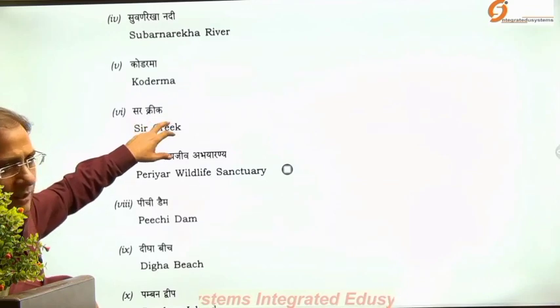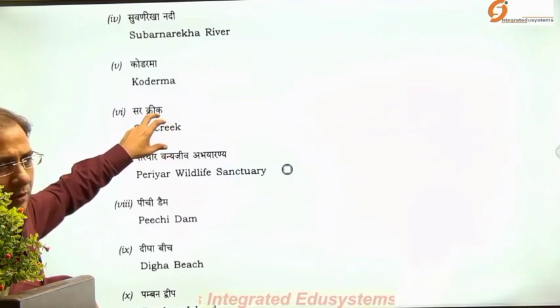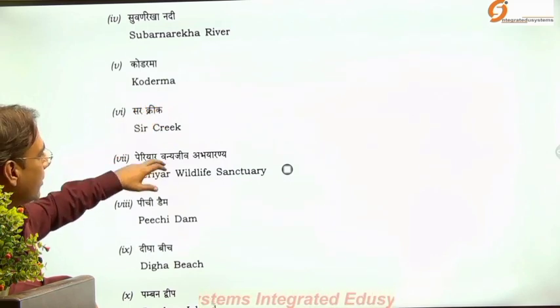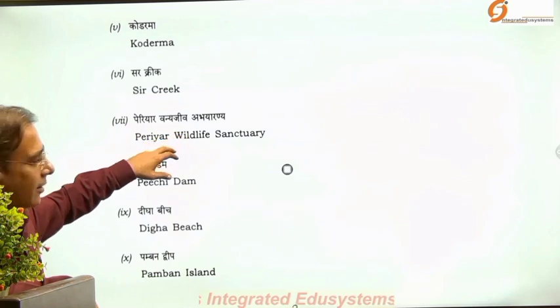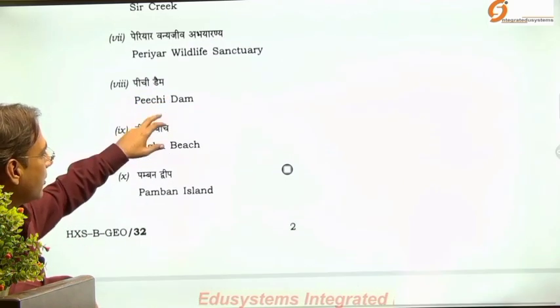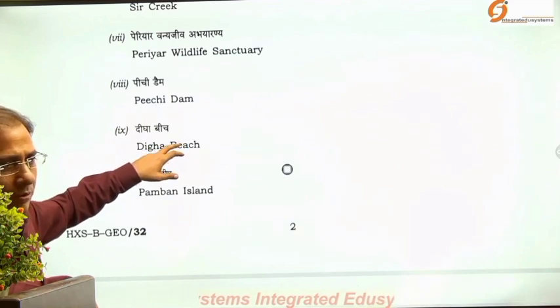Sir Creek is a water body along the Gujarat and Pakistan borders. Periyar Wildlife Sanctuary in Kerala. Pechi Dam in Thrissur, Kerala. Digha Beach in West Bengal.